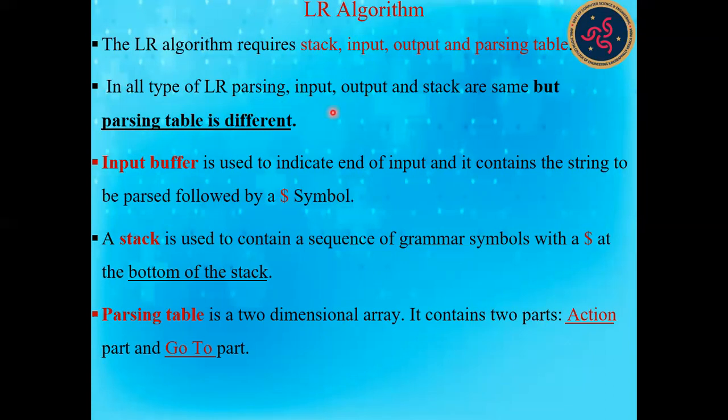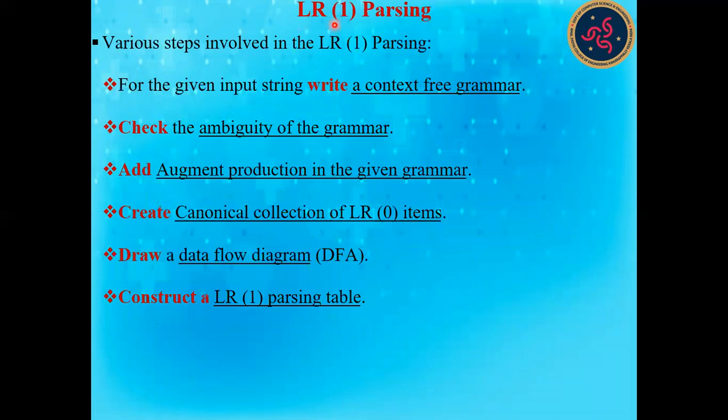So we need to know how to construct a parse table for different types of LR parsers. About the input buffer, we can use a dollar symbol to indicate the end of the input buffer, similar to the shift reduce parser. There is also a stack, and we can have an end marker to represent the bottom of the stack. We have a two-dimensional array for the parsing table, and it has two different parts, an action part as well as a goto part. Again, we will see more about LR(1) parsing.